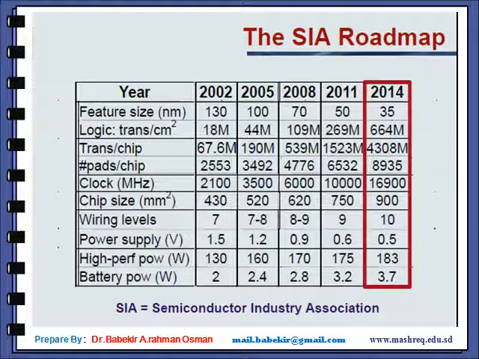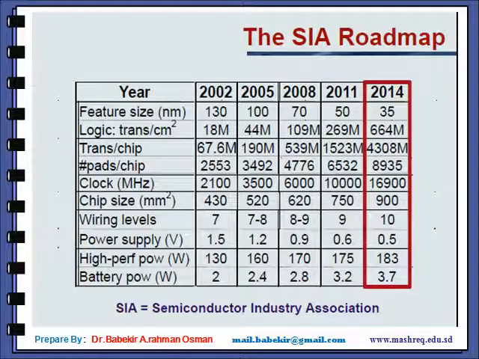Also, these tables demonstrate sample real data from the Semiconductor Industry Association (SIA). The short table demonstrates the technical factors, for example for each year from 2002 up to 2014. It shows the feature size, the logic transistors per square centimeter, transistors per chip, clock frequency, chip size, wiring levels, and power supply in voltage or watts or battery life.